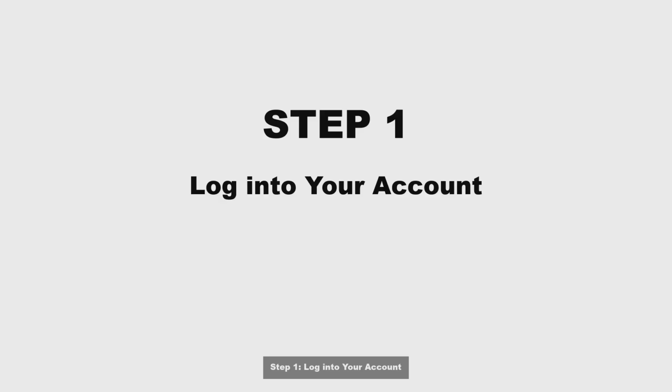Changing your primary admin on Mercury is a straightforward process. Follow these steps to ensure a smooth transition. Step 1. Log into your account. Access your Mercury account by entering your credentials on the login page. Ensure you have the necessary permissions to make changes to the admin settings.